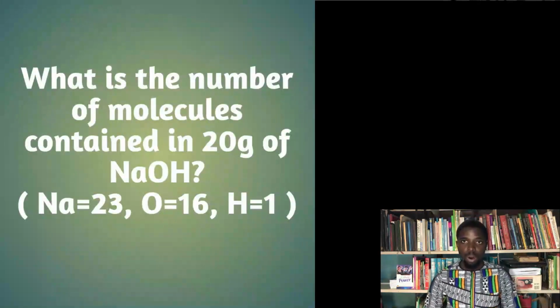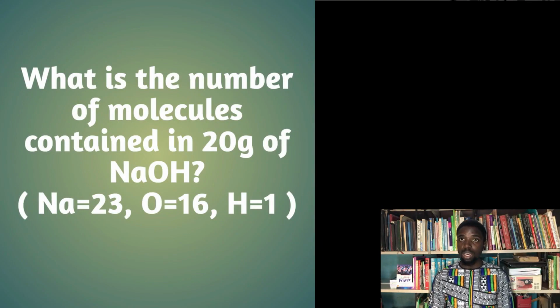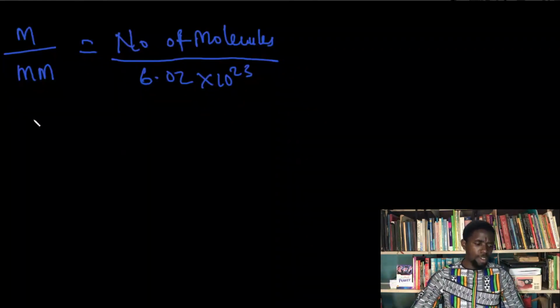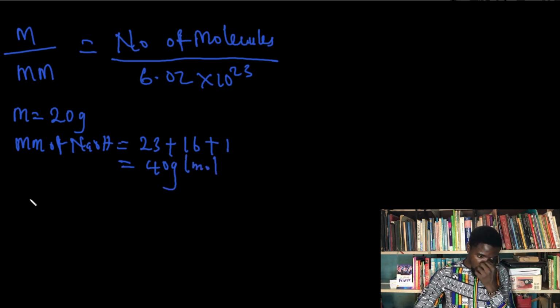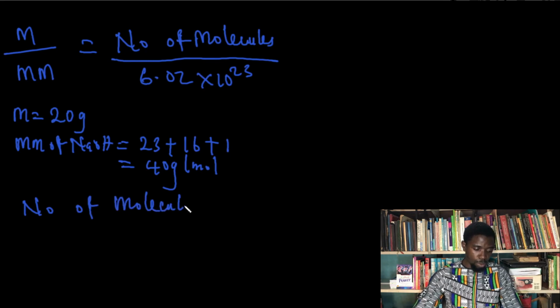What is the number of molecules contained in 20 grams of sodium hydroxide? So let's get to solve. Now, first of all, let's establish the quantities given. We have that the mass given in the question is 20 grams. The molar mass of sodium hydroxide is 23 plus oxygen 16 plus hydrogen 1, and that is going to give us 40 grams per mole.